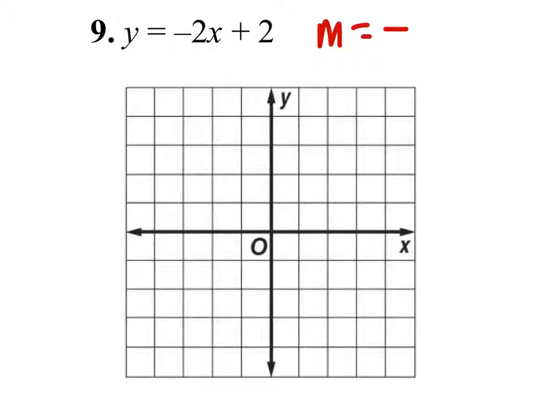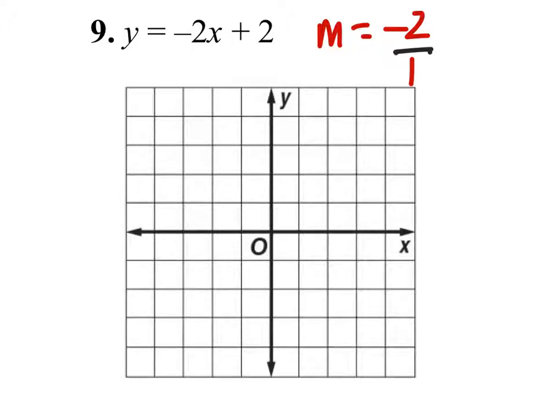Yeah, -2. Now I am going to make that a fraction so we can see how far up and down we go and how far to the right and left. So I'm going to make that -2/1. Is everyone okay with why it's over 1? It's kind of like the identity property for division.